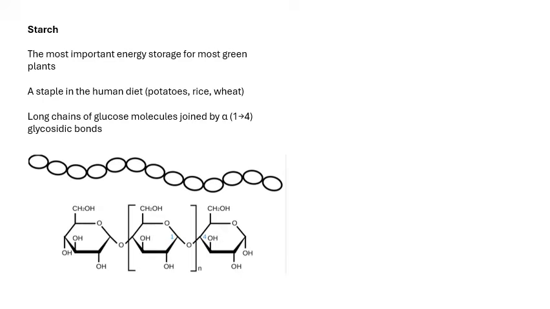Now, the first of our polysaccharides, starch. Very, very important for energy storage for most green plants. Green plants store their energy as starch. And it's very important for humans. It's a staple in our diets, depending on what country you live in, like potatoes or rice or wheat. This is the food that we eat to get energy, starch. Long chains of glucose molecules joined by alpha 1 to 4 glycosidic bonds. So lots and lots of glucose molecules joined together to form a starch molecule.